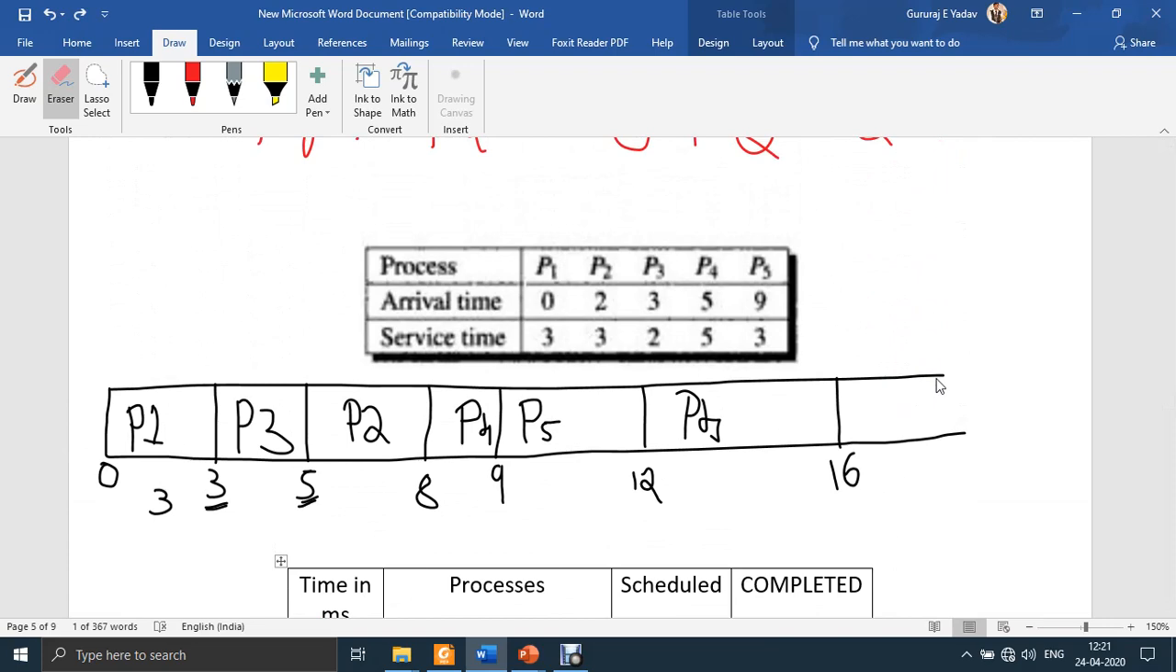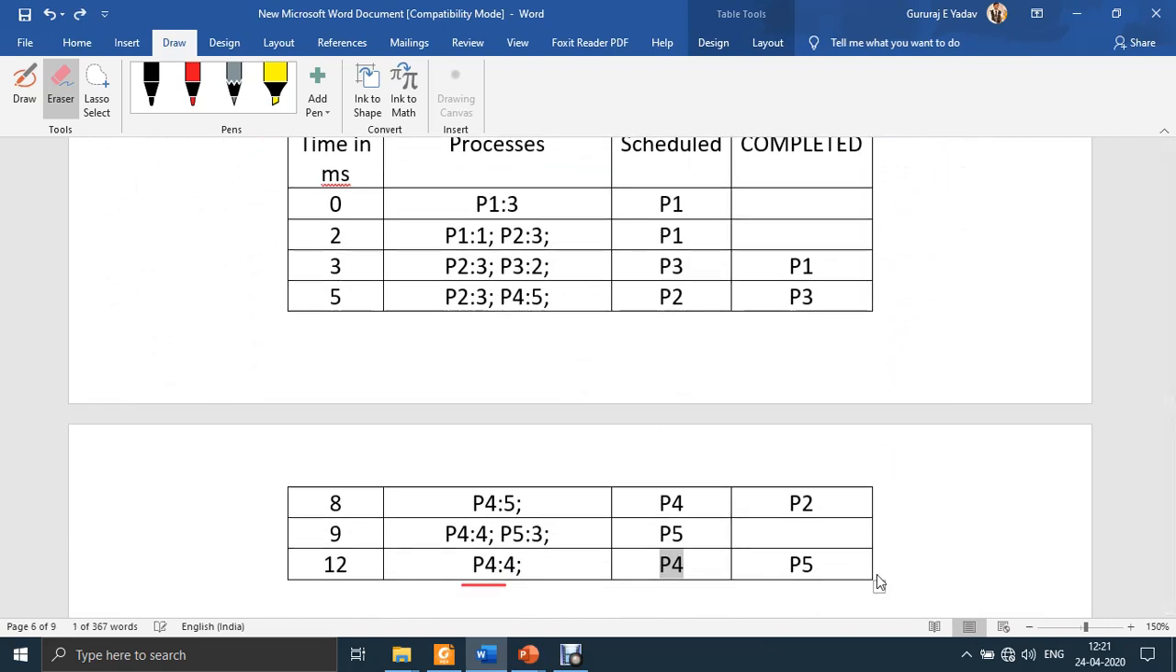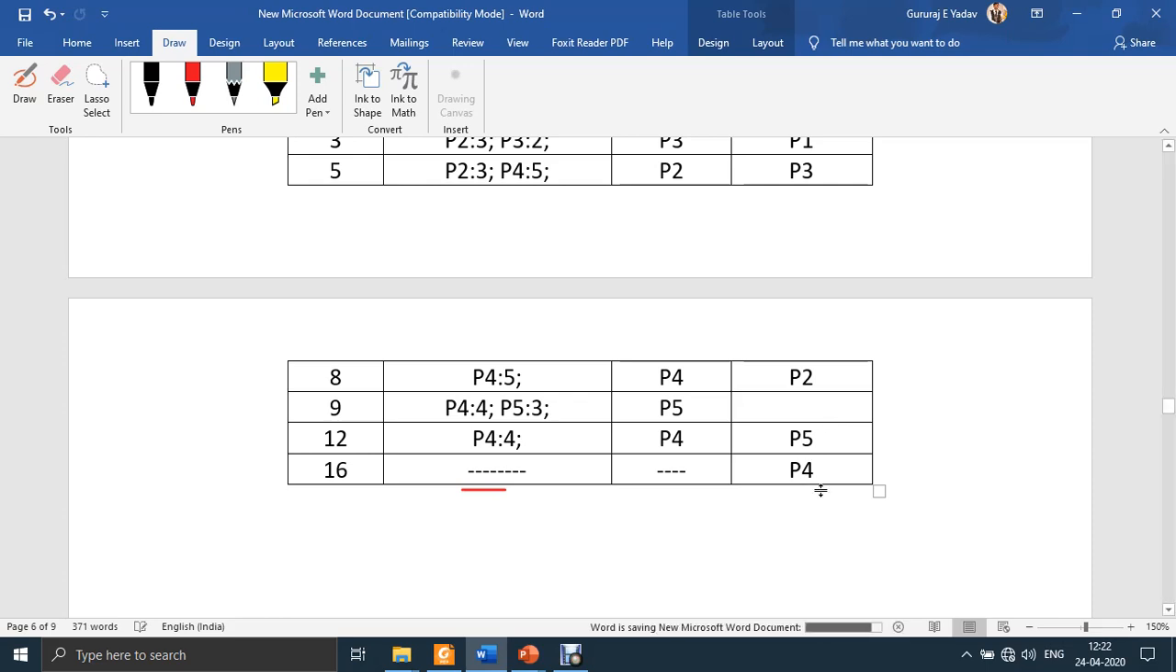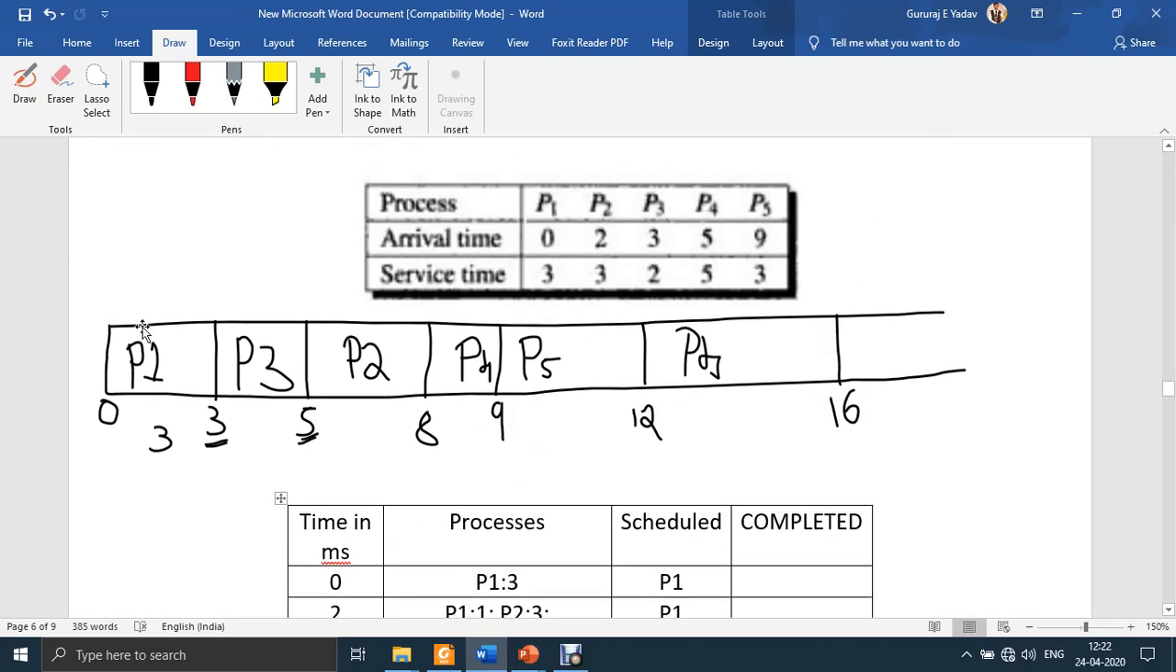P4 completes at 16 milliseconds. Sorry about that. So next time instead, you have to consider 16 milliseconds. Which processes are available in the system? No process is available, so all the processes are completed. Since no process is available, no process will be scheduled. P4 will complete here. Hope you are getting it. So this is the schedule.